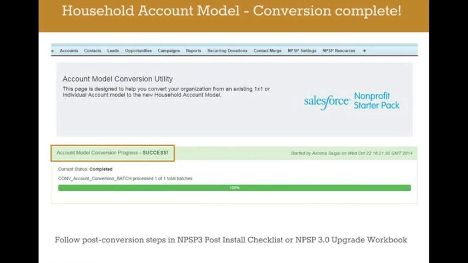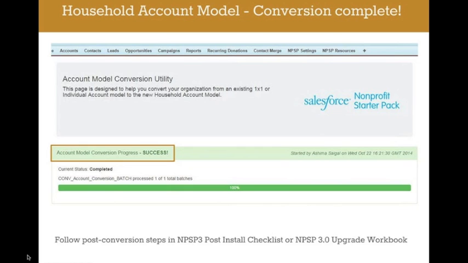Once it's been successful and everything has been converted, this is what you will see. Basically, it says it succeeded. All of your accounts have now been converted over. You're now in the household account model, and you definitely want to follow the post-installation checklist that walks you through things you need to do, as well as the upgrade workbook that I think Rena linked to. We also have a link in this presentation as well.